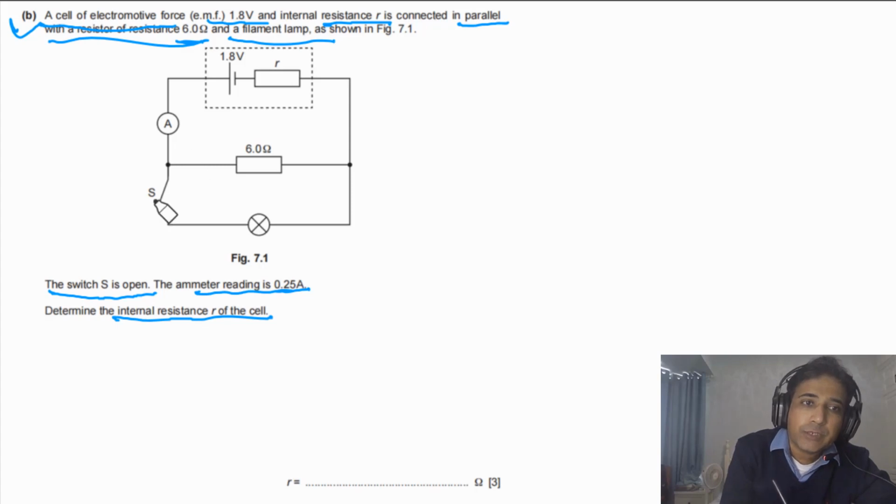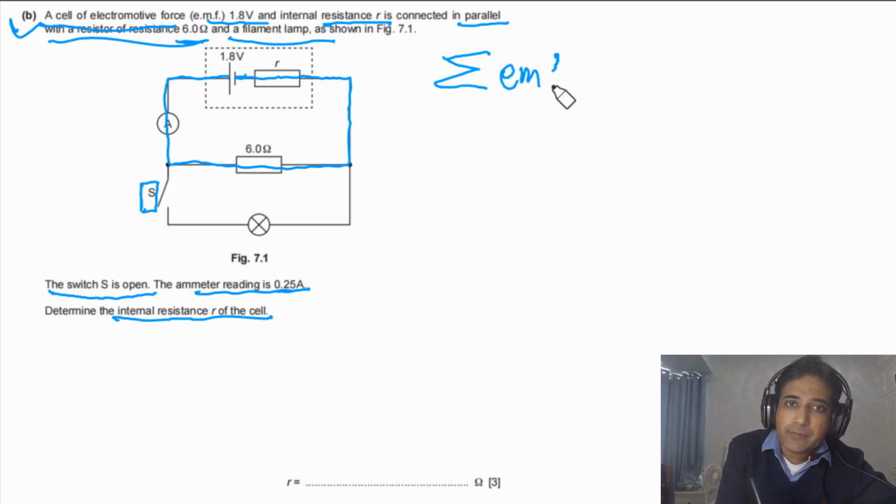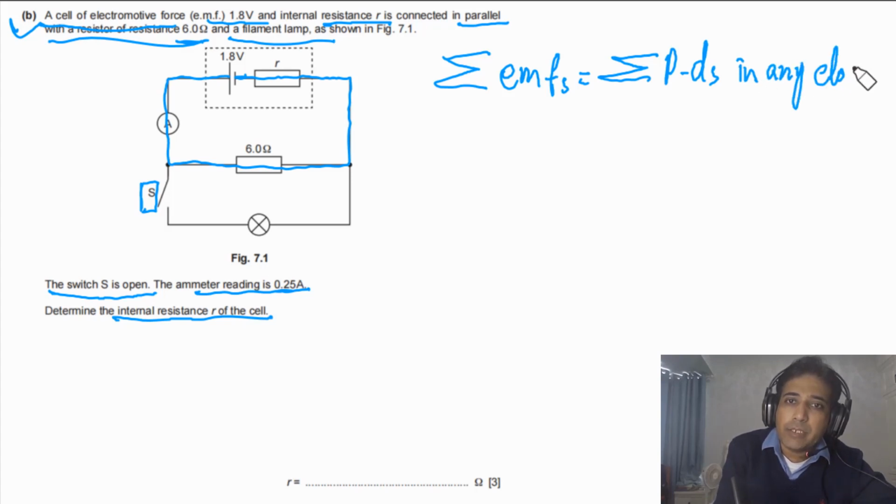So first of all, we need to understand it is given to us the switch is open. So it means that we are just talking about this part of the circuit. So first of all, we can draw this line. So you can see we are just talking about this part of the circuit. And according to Kirchhoff's second law, sum of EMFs in any closed loop has to be equal to sum of PDs in any closed loop. So this is the main concept.